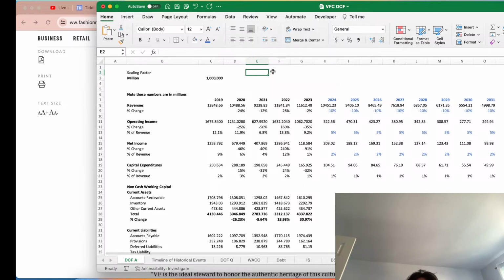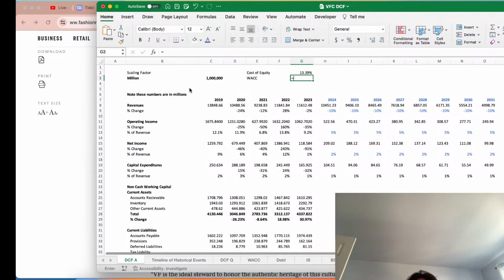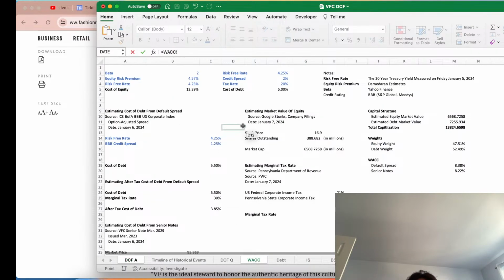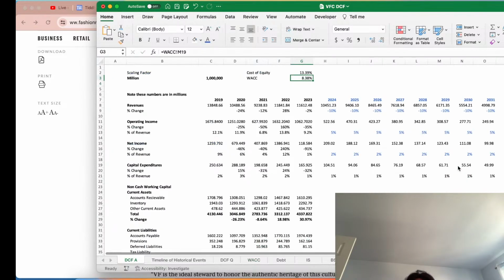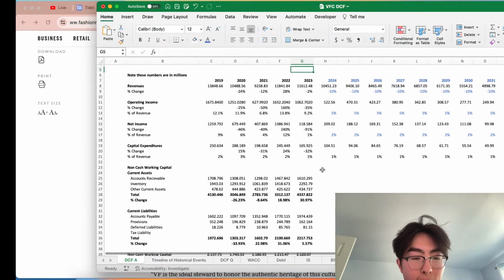We also have our weighted average cost of capital. So weighted average cost of equity is going to be whack. So this is going to be cost of equity using a default spread. All right, let's just do that. So cost of equity.